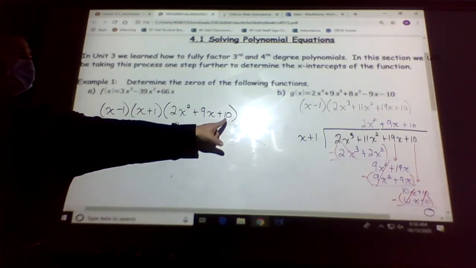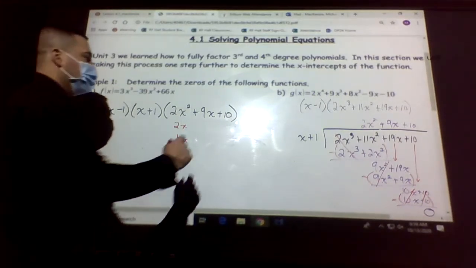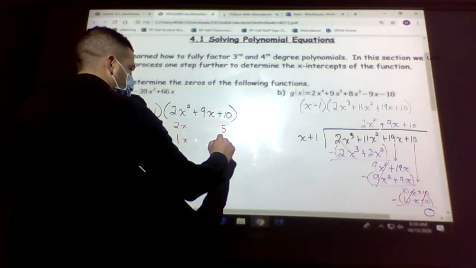Now 2 numbers that multiply to 10. You have 2 options here. Pick one of them. Artemis? 5 and 2. Okay? So we're going to do 5 and 2.